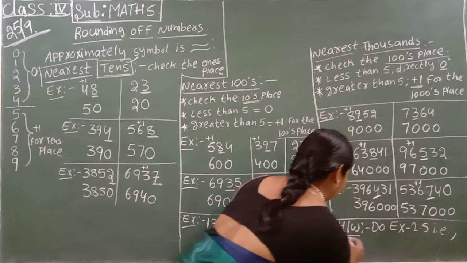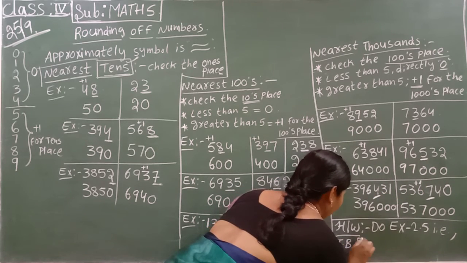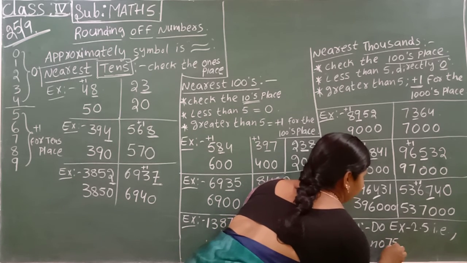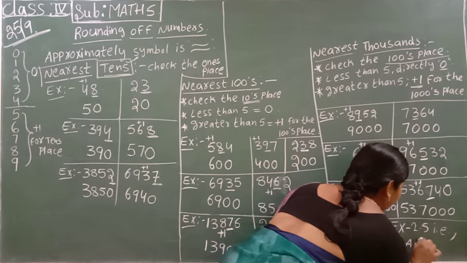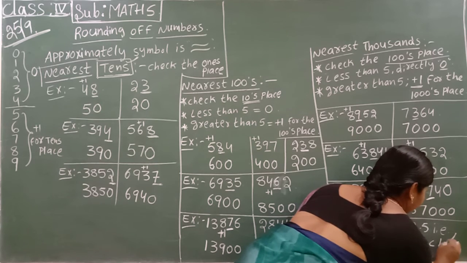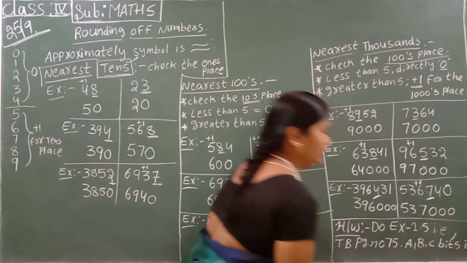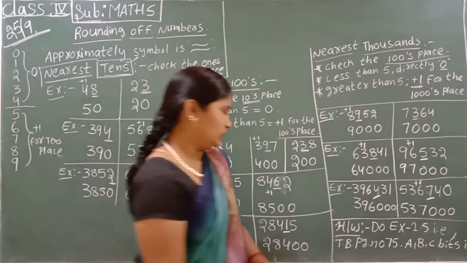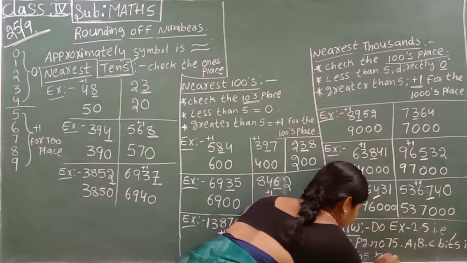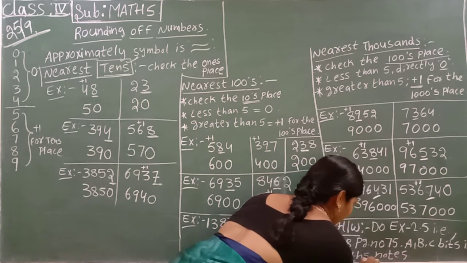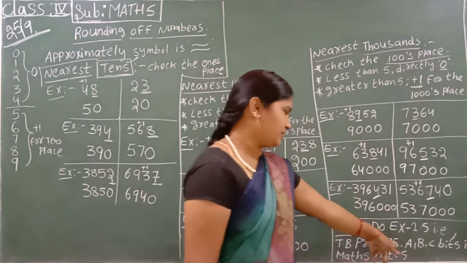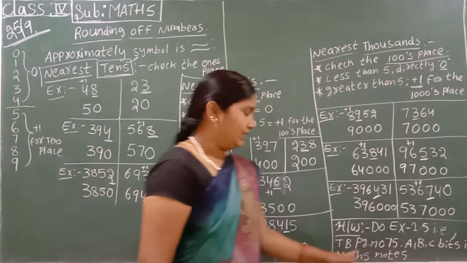That is textbook page number 75. A, B, C bits in your maths notebook. Okay, children. Your homework is to do exercise 2.5, that is textbook page number 75, A, B, C bits in maths notebook.